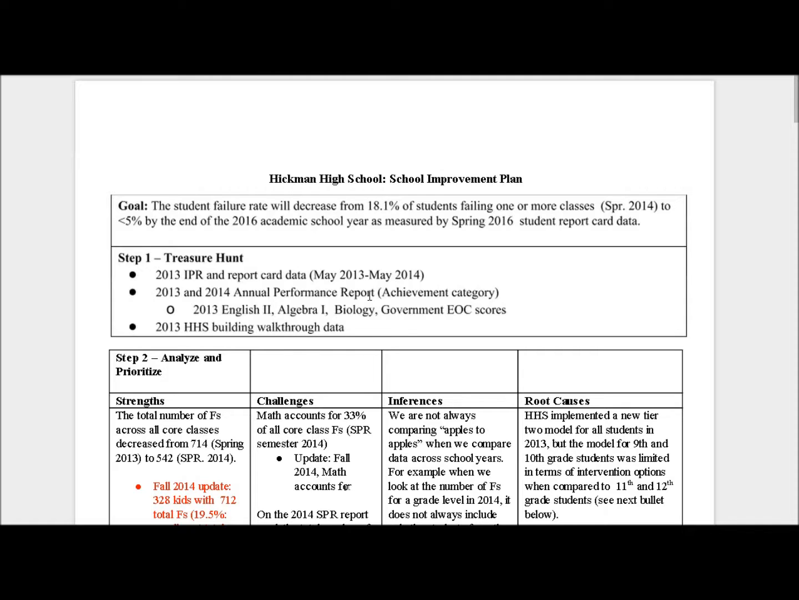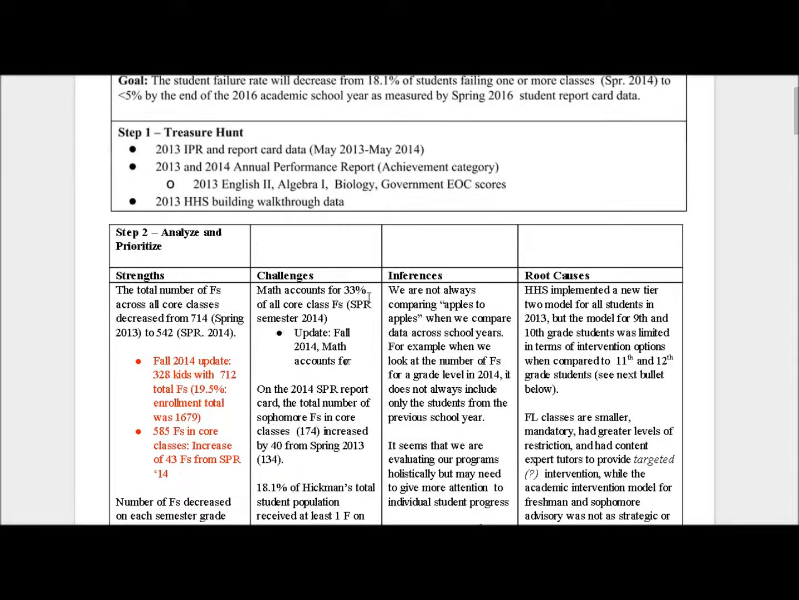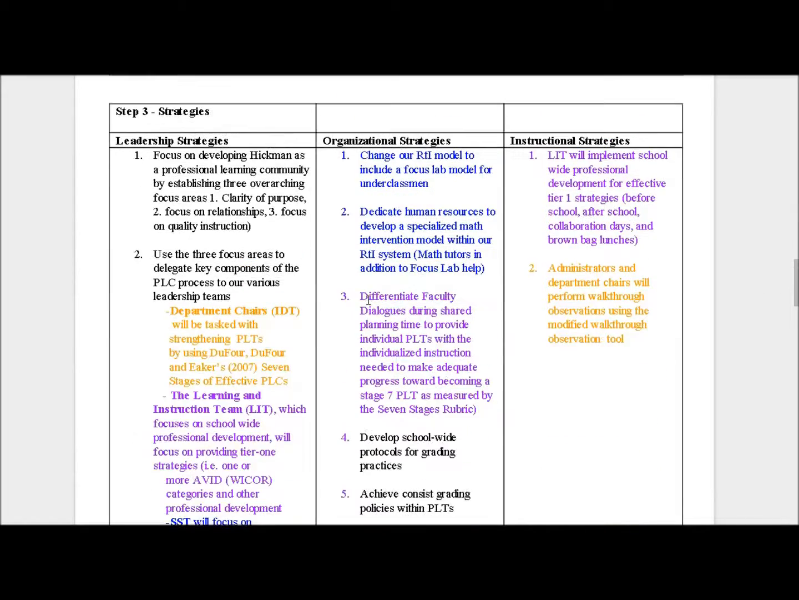We do believe that all kids can be successful and that we can change the failure rate at Hickman High School, but we want to be realistic, as a SMART goal suggests. This is a very relevant goal, and it's time bound, so it does fit the model as a SMART goal. How do we reach this goal? Here are some strategies that we've developed. So I broke it into 3 different categories: leadership strategies, organizational strategies, and instructional strategies.